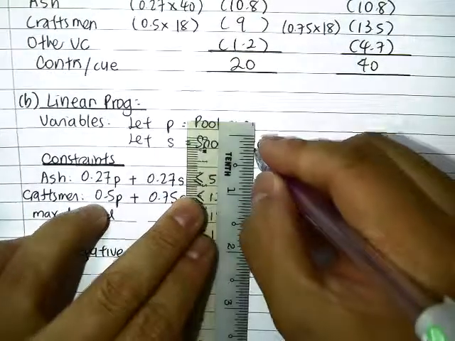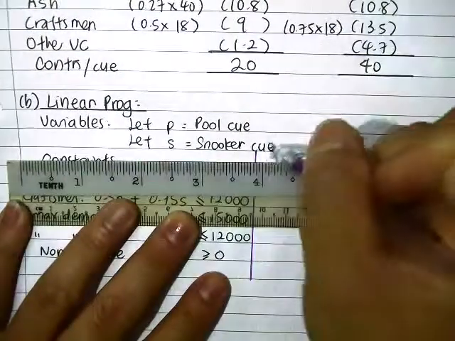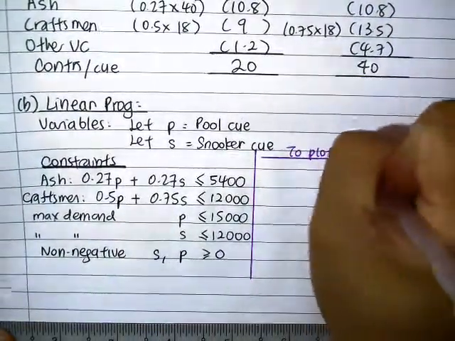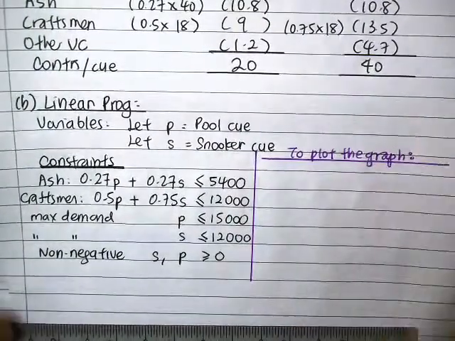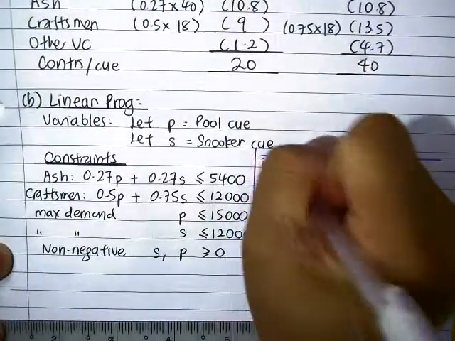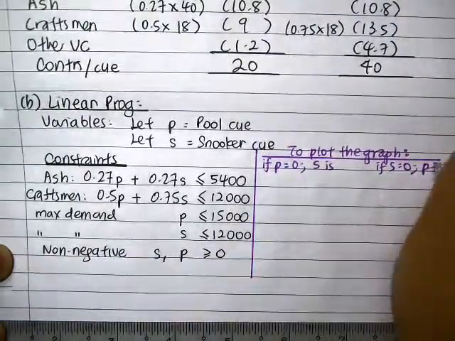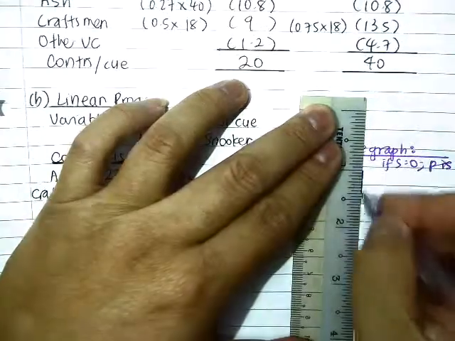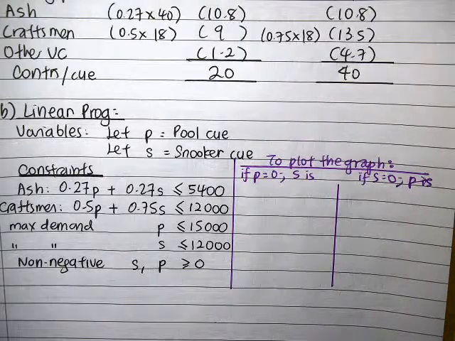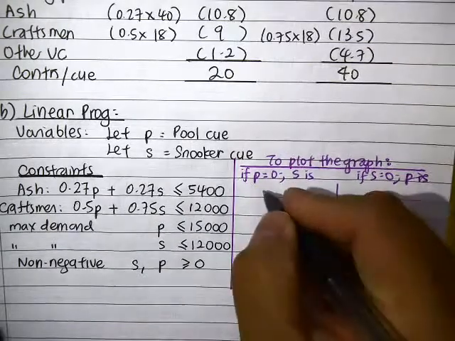Then in the exam at the side, we need some working for the graph. So to plot the graph, you can just write like that lah. Okay, just write like that to plot the graph. If P equals 0, S is, and if S equals 0, P is. 5,400 divided by 0.27, we have 20,000, right?